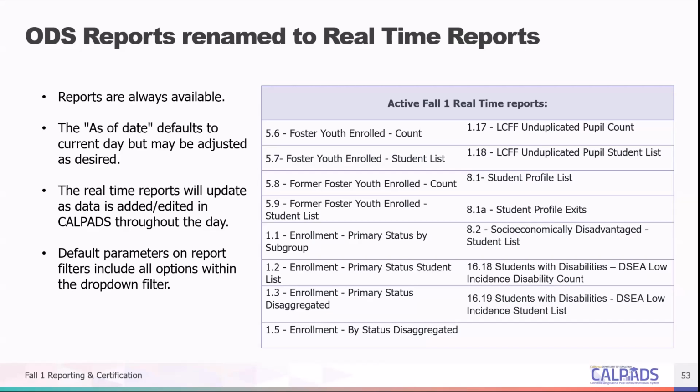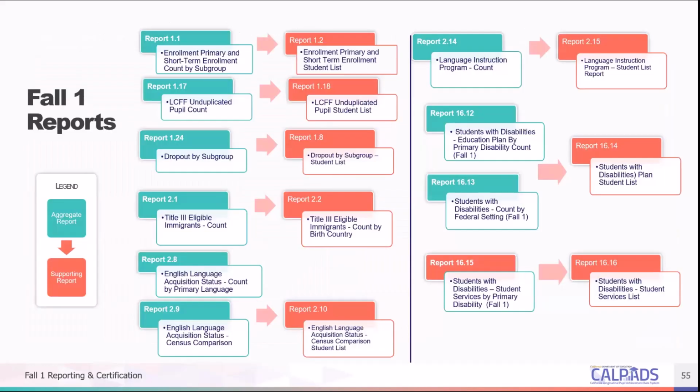As of right now, nothing has been added, and so you may not have a complete list of reports that mirror the snapshot certification. So the real-time reports may not be a complete one-to-one match to what's available as certification reports. However, there are several reports for Fall 1 that are legacy that are available as real-time reports. And so here are the Fall 1 reports.